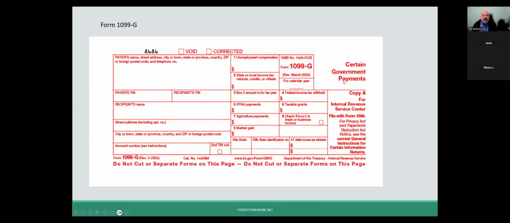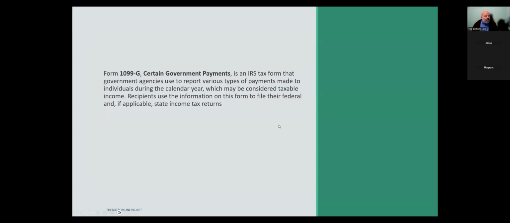So again, it's certain government payments. So if you receive government payments, box seven's for agriculture. That's for farmers who receive some government payments, subsidized. So it's a 1099-G, again, an IRS form that government agencies use. Some payments from government agencies are taxable, some are not. So we have to always look at it. But we're learning basic tax prep. Most of the time it's going to be people who have received unemployment.